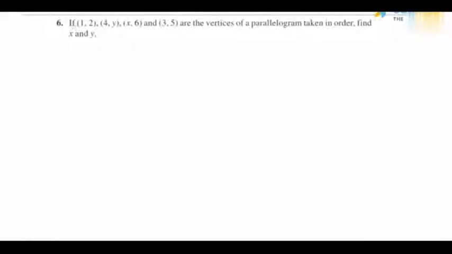Sixth question: if (1, 2), (4, y), (x, 6) and (3, 5) are vertices of a parallelogram taken in order, find x and y. So these are the four vertices of a parallelogram taken in order. We have to find x and y.